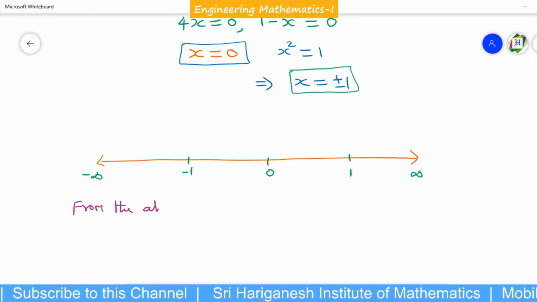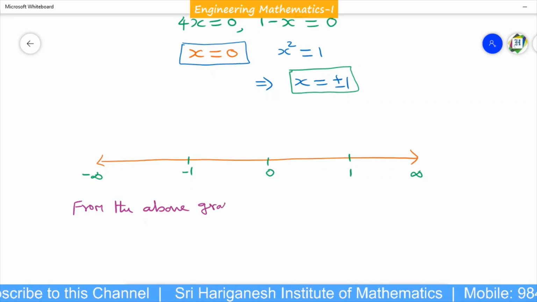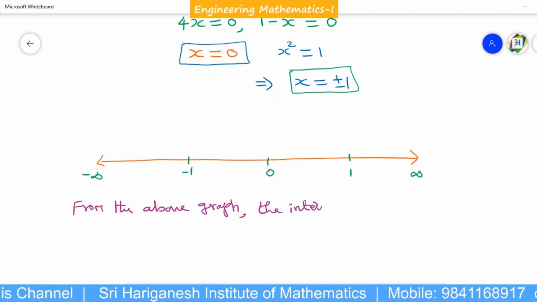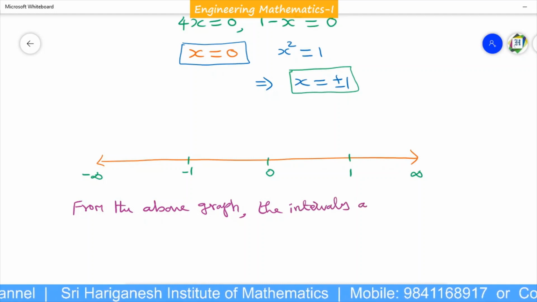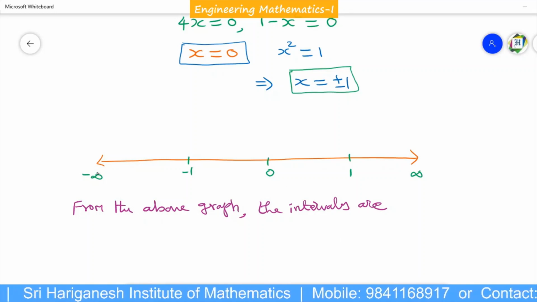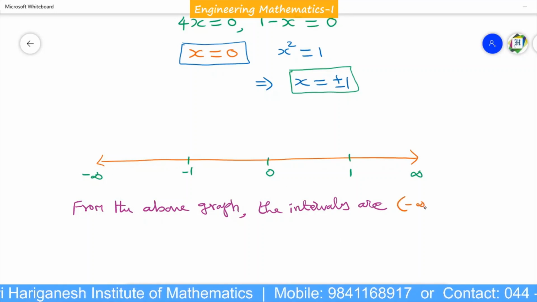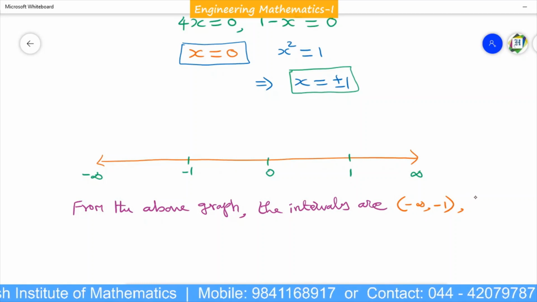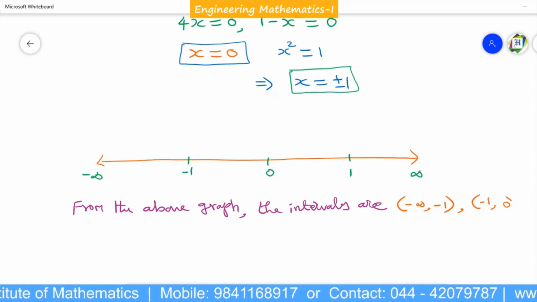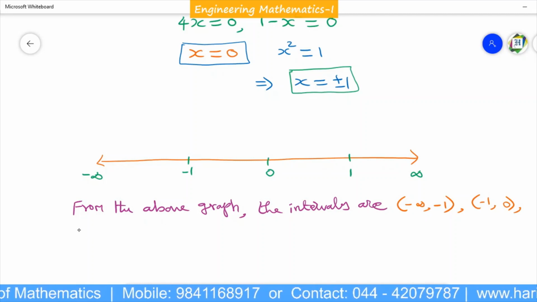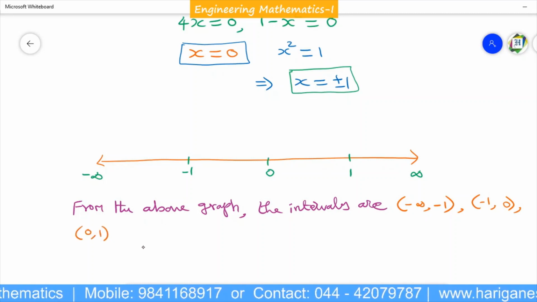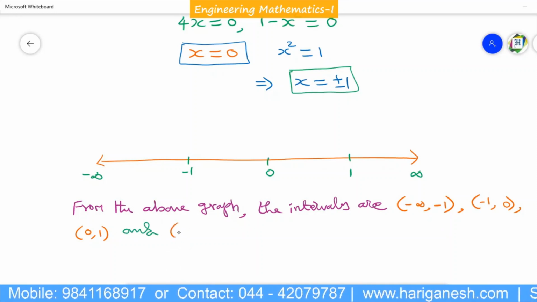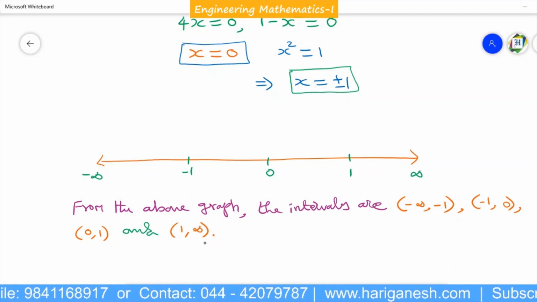Okay, so now you can write from the above graph the intervals are: first interval minus infinity to minus 1, second interval minus 1 to 0, third interval 0 to 1, and the fourth interval 1 to infinity. So these are all the intervals from the graph.